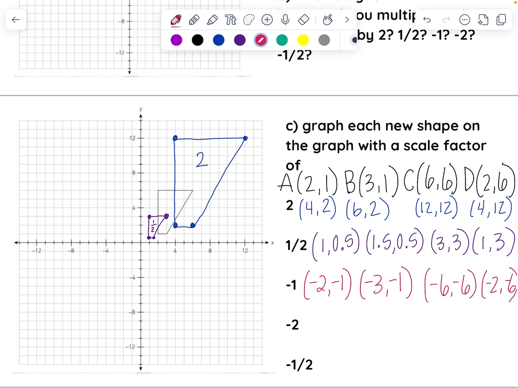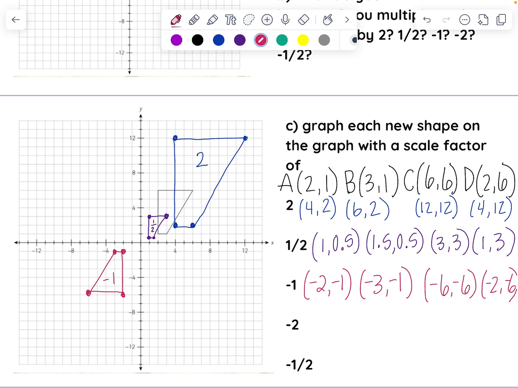So we go over -2, down 1, left 3, down 1, left 6, down 6, left 2, down 6, and plot a point. And then we're going to label that one as -1.